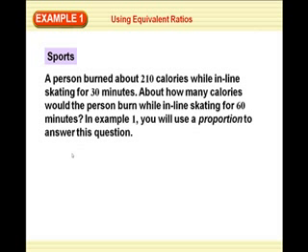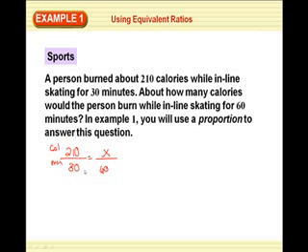210 in 30 minutes, so I would write it 210 in 30 minutes. And over here I usually put a little mark. This is calories and this is minutes. So I want to know how many calories, which is unknown, so X, would I burn in 60 minutes?